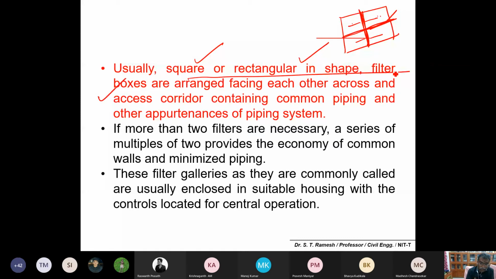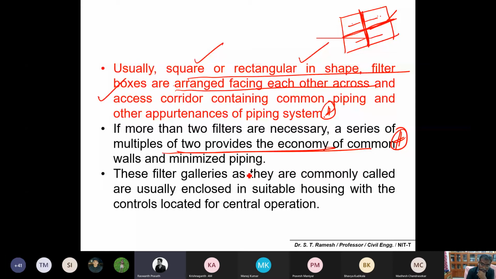So square or rectangular in shape, and filter boxes are arranged facing each other across an access corridor containing common piping and other appurtenances of the piping system. That's something important. If more than 2 filters are necessary, a series of multiples of 2 provides the economy of common walls and minimizes piping. So normally you can design filter units as multiples of 2. Is it okay? Yes, sir.